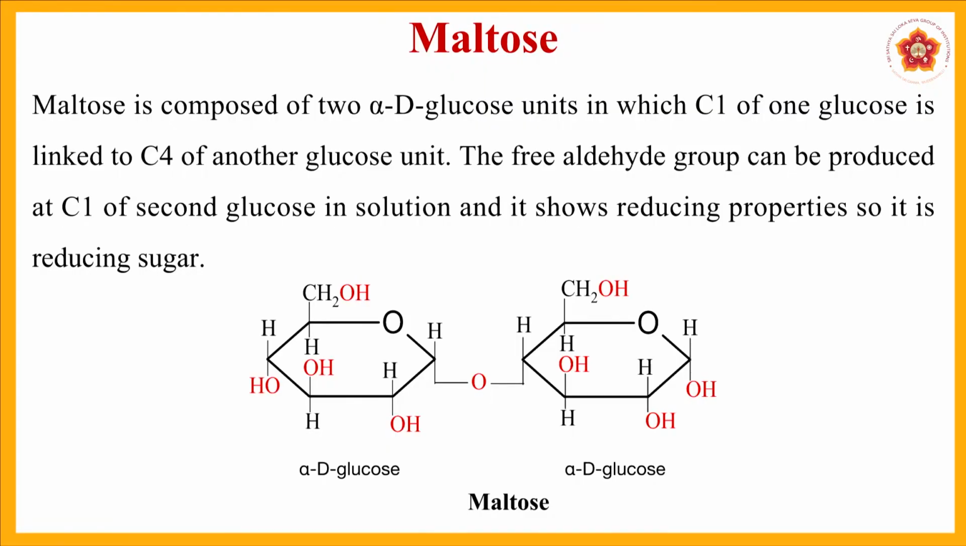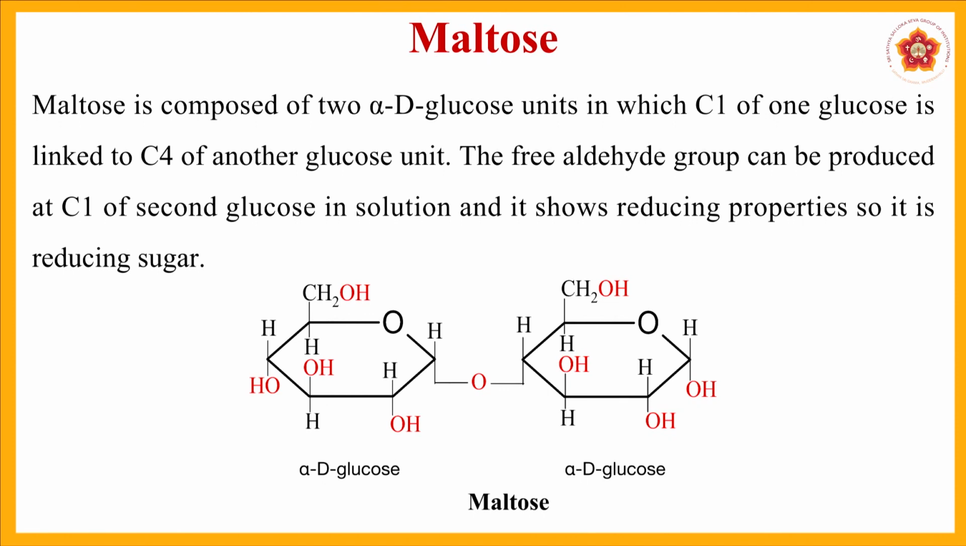Maltose is composed of 2 alpha D glucose units in which C1 of one glucose is linked to C4 of another glucose unit. The free aldehyde group can be produced at C1 of the second glucose in solution and it shows reducing properties. So it is a reducing sugar. Maltose is a reducing sugar.